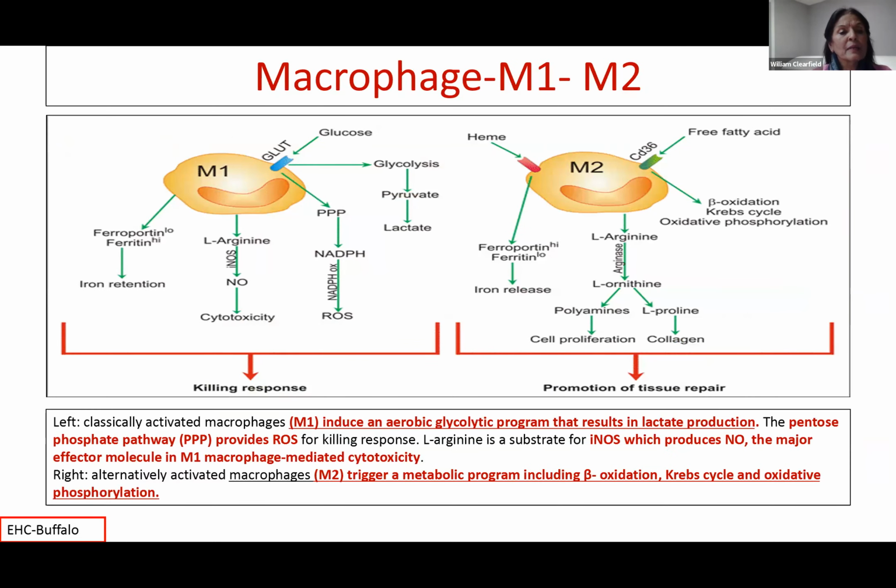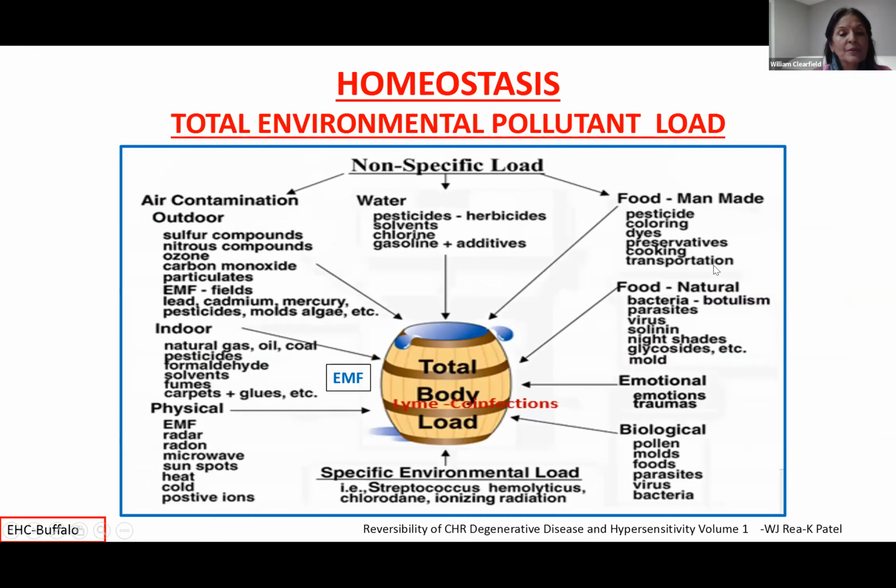As you see here, the M1 responds to killing response, and it is noticed here, it produces a large amount of reactive oxygen species, cytotoxicity results, and killing occurs, whereas M2 macrophages are responsible for cell proliferation, collagen deposition, and have oxidative phosphorylation as their energy production. M1 uses aerobic glycolysis and M2 uses oxidative phosphorylation.